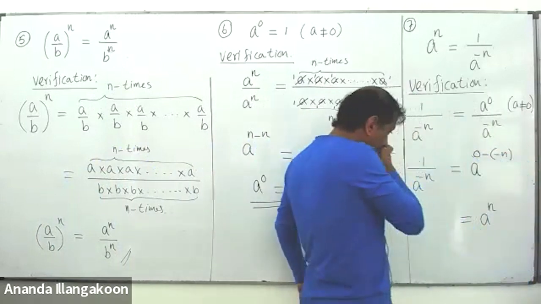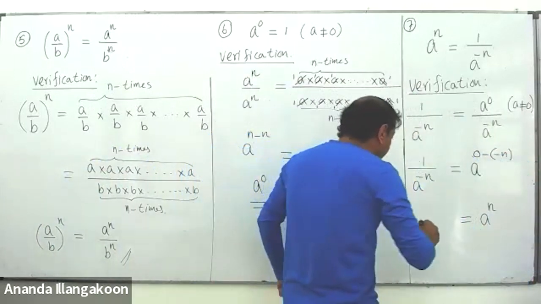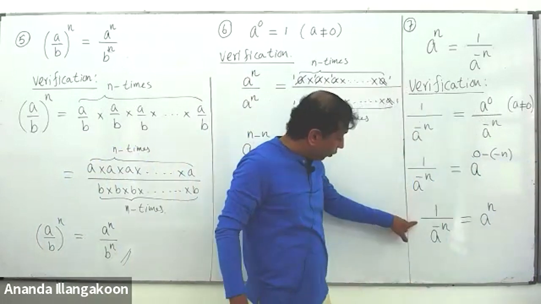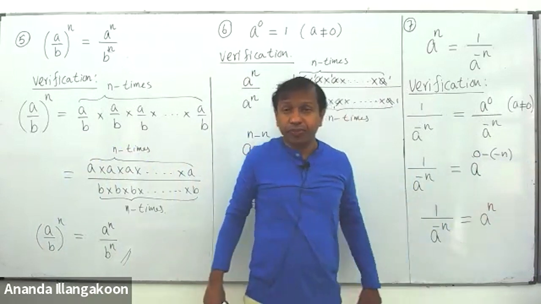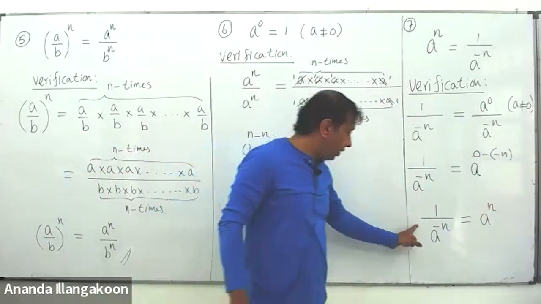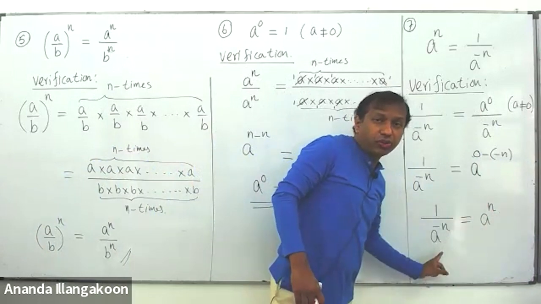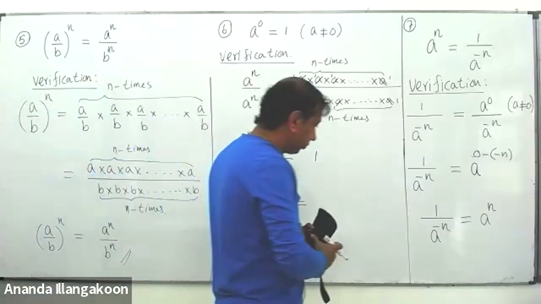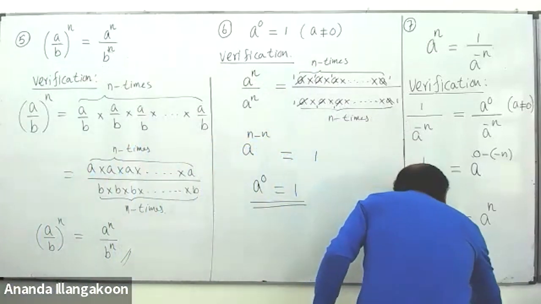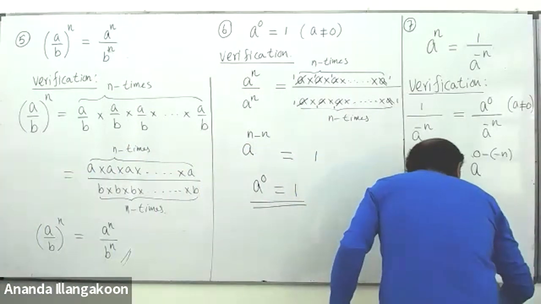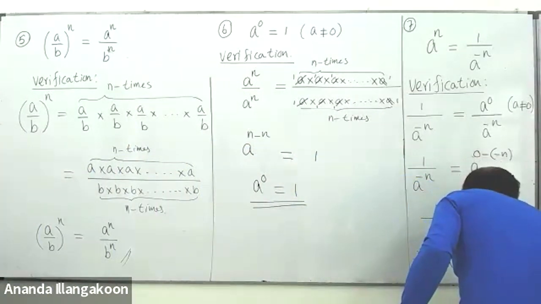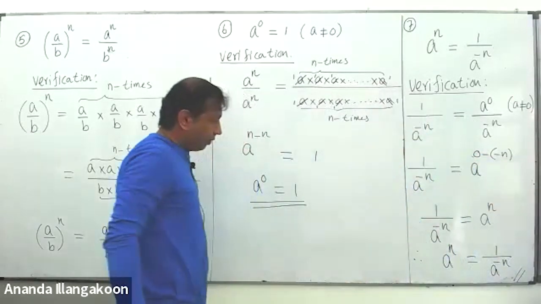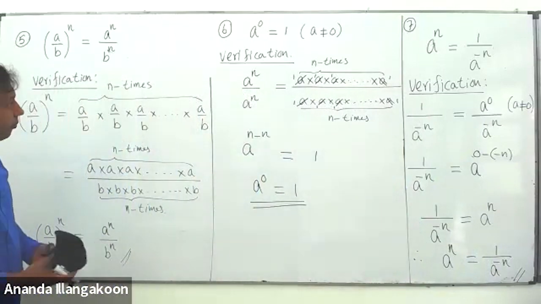A to the power n. Then 1 upon a to the power minus n is equal to a to the power n. Understood? The left hand side is equal to the right hand side, meaning right equals left. So we get the result: a to the power n is equal to 1 upon a to the power minus n. This is how we simply prove that result.